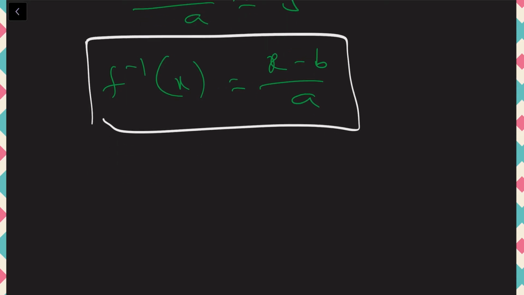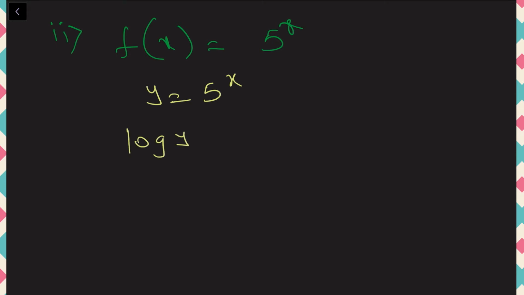Next, in this 8th bit only, again sub question 2. f of x is given as 5 power x. First step, as usual, f of x replace with y. So y is equals to 5 power x. Now this is exponential form. To get the value of x, convert this to logarithmic form. Log y base 5 is equals to x.